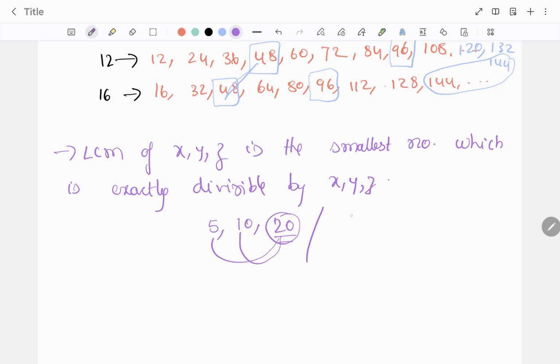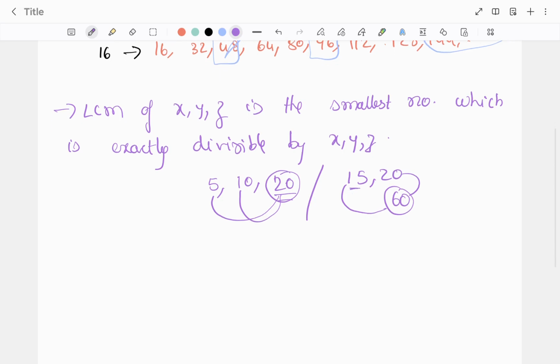Or otherwise, suppose 15 and 20. Now the highest number is 20, but 15 cannot divide that 20. Then write the multiples of 20. 20 into 2, there is no 2 in 15. So 20 into 3, 60. So 60 is the LCM. Yes, 15 can divide this 60. Also 20 can divide this 60. Hope you understood now what is LCM.